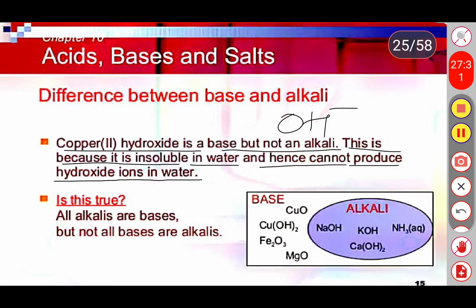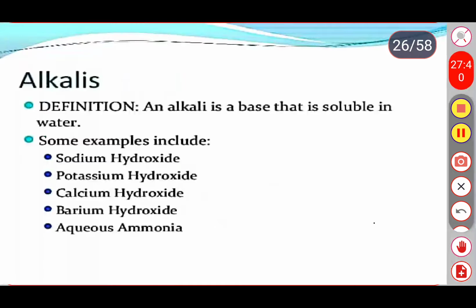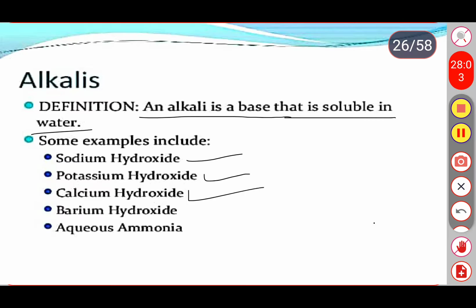Okay, see some characteristics and examples of the alkalis. So you already know the definition of an alkali. An alkali is a base that is soluble in water. Some examples are sodium hydroxide, potassium hydroxide, calcium hydroxide, barium hydroxide, and aqueous ammonia. These are the best examples of alkalis, and all these compounds are completely soluble in water. That's why we consider them alkalis.